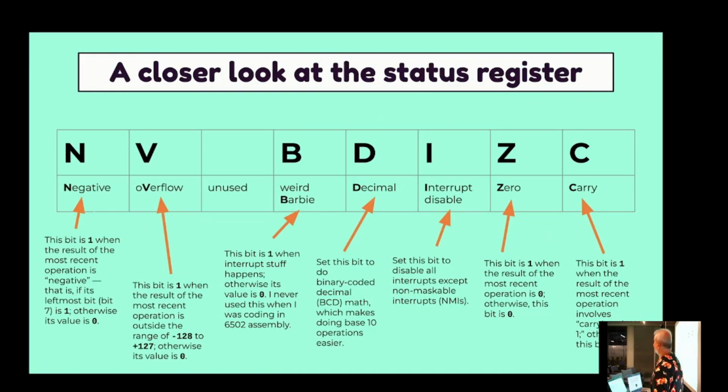A quick look at the status register. Basically, it's 1 byte, but each bit represents something. The most important one actually is Z, the zero bit. It's set to true if the result of the most recent operation was the 0 value. Otherwise, it's set to false, 1 or 0. There are some other bits, including the B bit. I never knew what it does. I never use it. They just gave it the random name B, so I called it Weird Barbie. If you've seen the movie, nobody knows what to do with Weird Barbie.